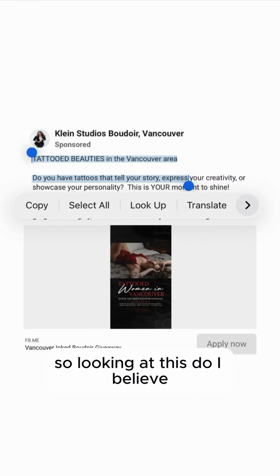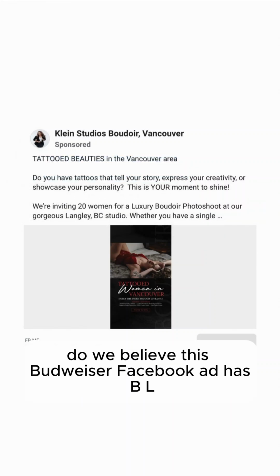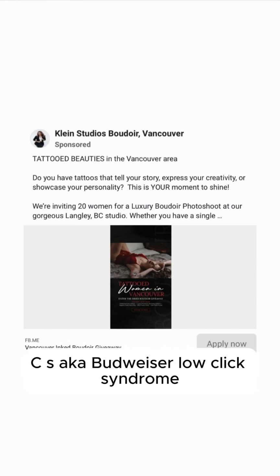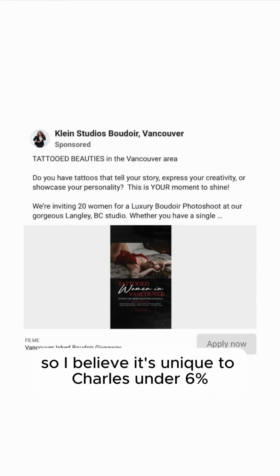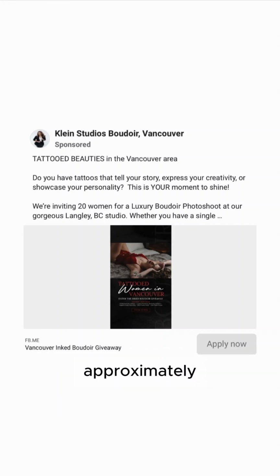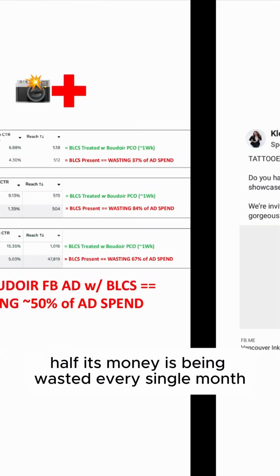So looking at this, do we believe this boudoir Facebook ad has BLCS, aka boudoir low click syndrome? Yes, I do. So I believe its unique CTR is under 6%. So approximately half its money is being wasted every single month.